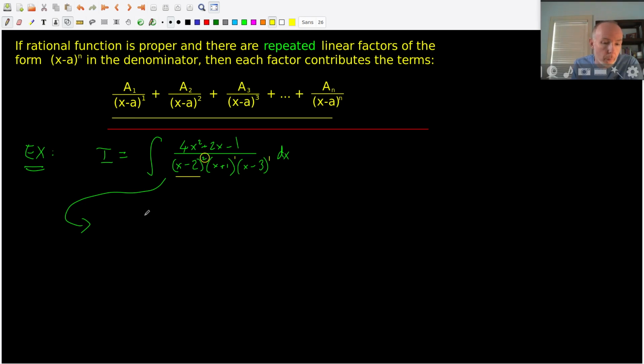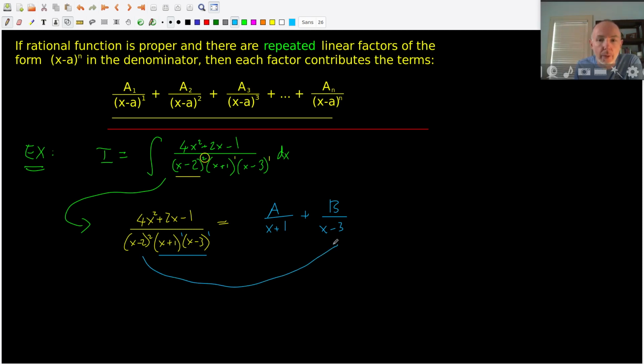So what we're going to do is take that term that we're going to integrate and look at each factor one by one. In fact, let's start with the easy factors. Let's start with the factors we had last time. Last time we said if I have a distinct linear factor, then I just get a constant over it. So a over x plus 1, let's say, and b over x minus 3, because I have those two linear factors. They only appear once, so they're not repeated, they're distinct, and they each contribute a term.